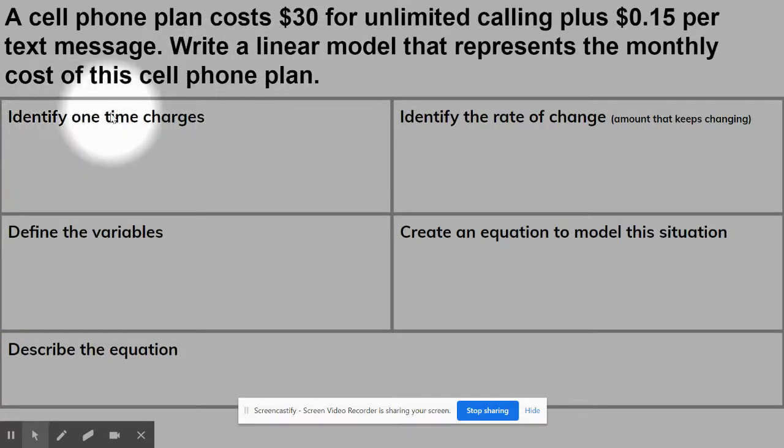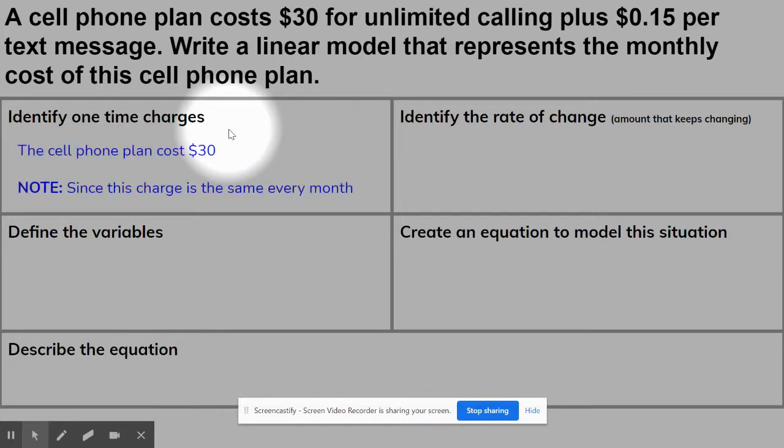So the first thing we'd like to know in order to create the equation, what are one-time charges? In this case, we have $30 for the plan, and we also have the 15 cents per text message. The keyword here is per text message. It looks like 15 cents here will change depending on the number of text messages that you sent. So that doesn't sound like a one-time charge. It looks like in our equation, the one-time charge will be the cost of the plan, which is $30.